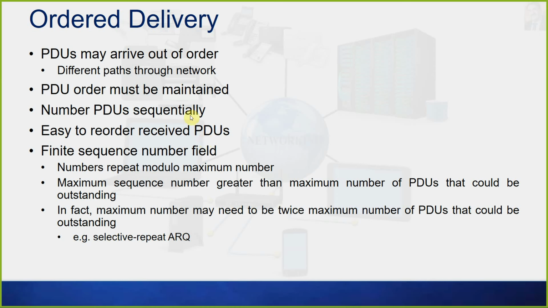So PDU order must be maintained. Number protocol data units sequentially, which makes it easy to reorder received PDUs. The sequence number field is finite, so numbers repeat modulo the maximum number. The maximum sequence number must be greater than the maximum number of PDUs that could be outstanding. In fact, the maximum number may need to be twice the maximum number of PDUs that could be outstanding. For example, selective repeat.